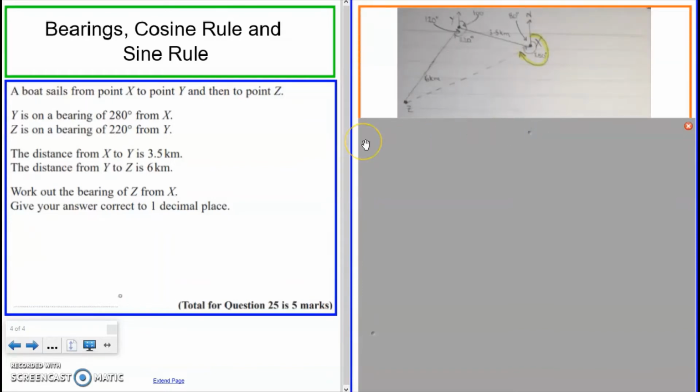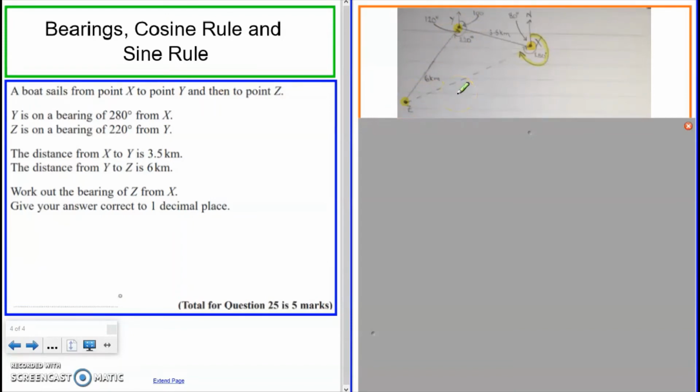The first thing I've done is take the information from the question and draw it in a labeled diagram. So we are told that y is on a bearing of 280 degrees from x. So there's x. There's my bearing, the inside arrow of 280 degrees takes me along to y. And z is on a bearing of 220 degrees. So here's y, here's my north line, 220 degrees, there's my line, and there is z.